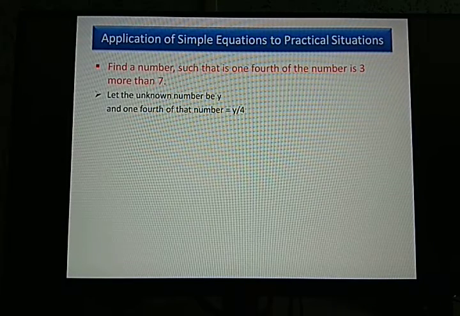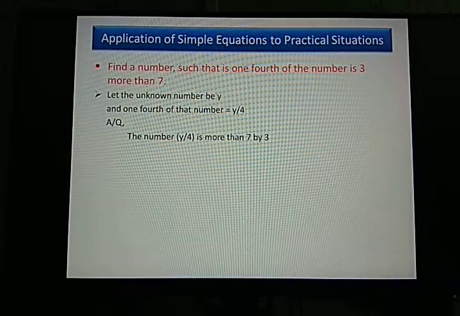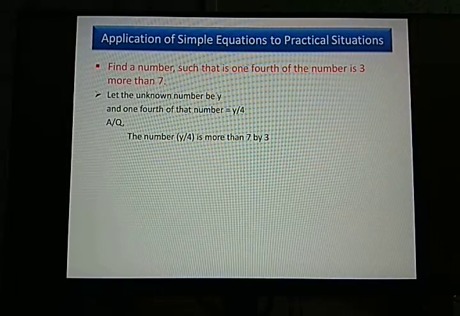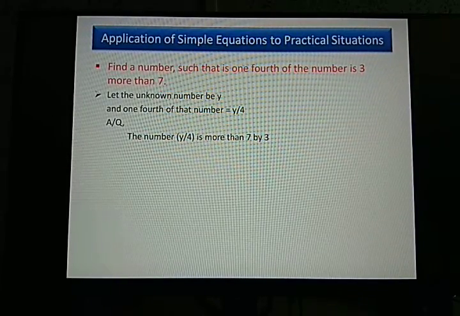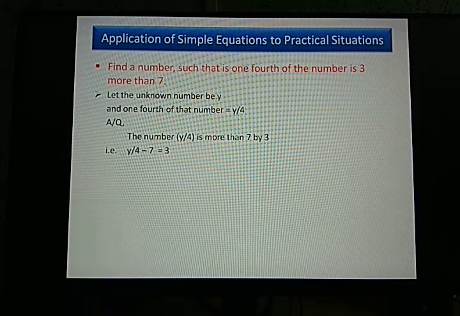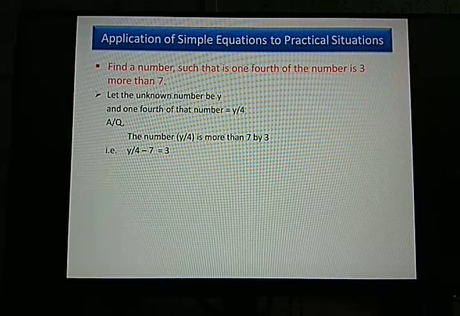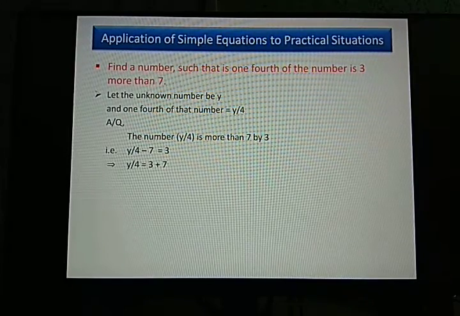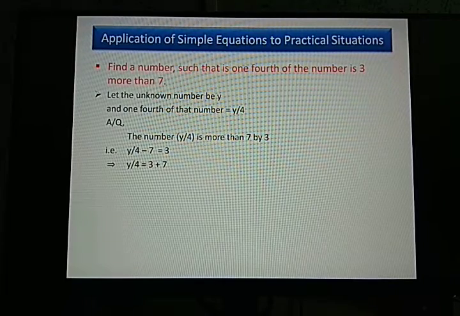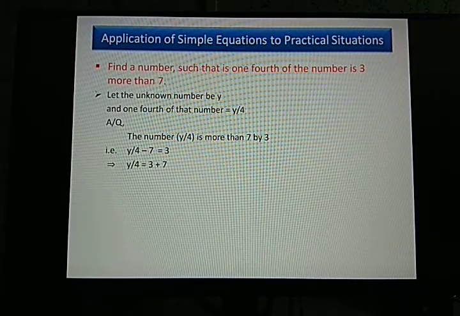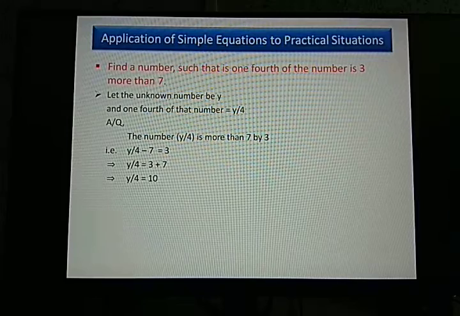So our equation will be like this. The number is y by 4 and it is 3 more than 7. So our equation will be like this. y by 4 minus 7 is equal to 3. Understood? Now we have to solve for y. So first of all, we'll transpose 7 to the right hand side. So it will give us 3 plus 7. Now 3 plus 7 is 10. So y by 4 is equal to 10.